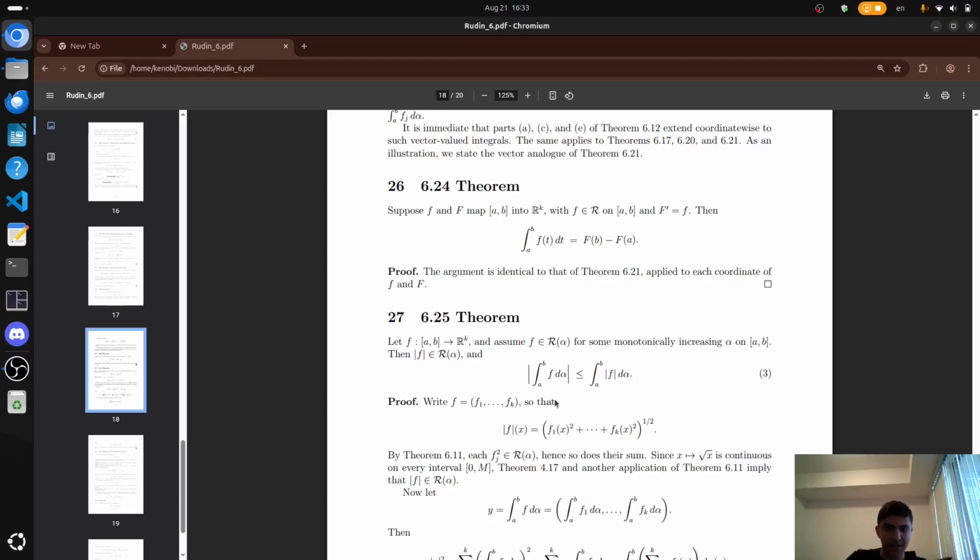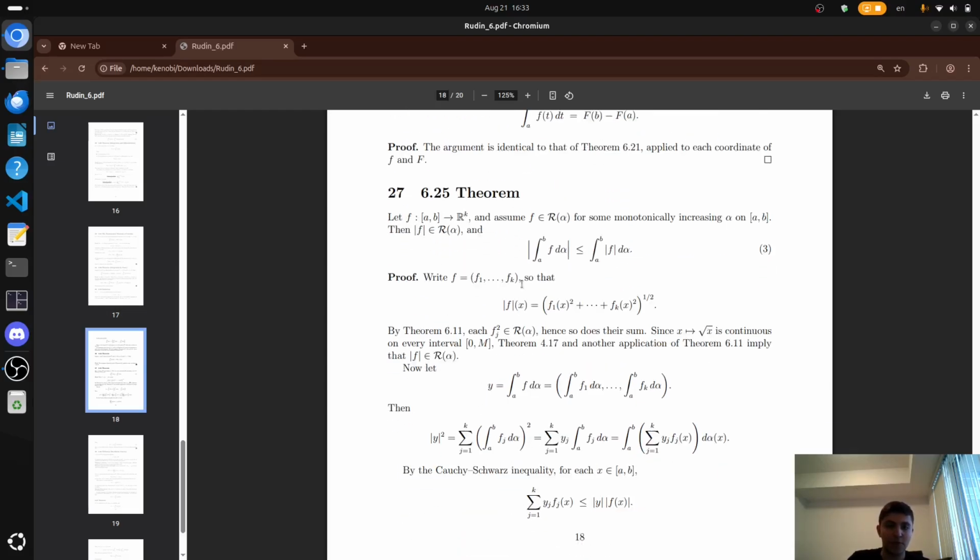So the strategy here is to say that the absolute value is actually equivalent to this statement over here. So it's equivalent to the square root of the squares of the functions added together. And we know that the squares are in R(alpha). And since the squares always give a positive result, root of x takes only positive results, and therefore we can say that it's one-to-one. And so the mapping x to root of x is continuous on every interval 0 to m. So that means the absolute value of f is also in R(alpha).